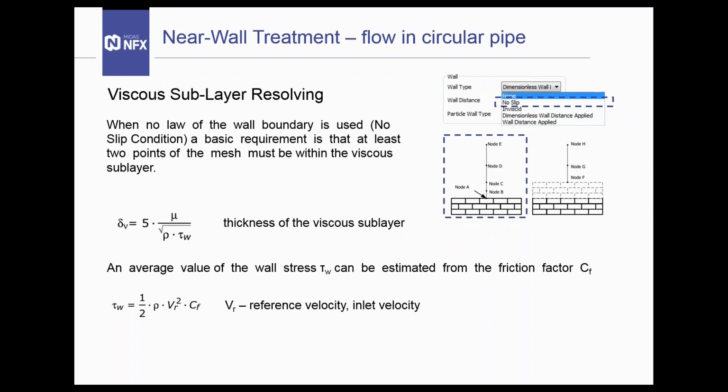Why? Because there is a procedure which will be helpful to estimate. Actually, this is the recipe to estimate the thickness of the viscous sublayer, because this will give us the minimum distance in the normal direction from the wall. So this is why we are doing this.